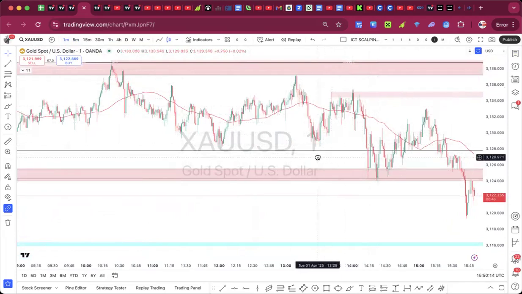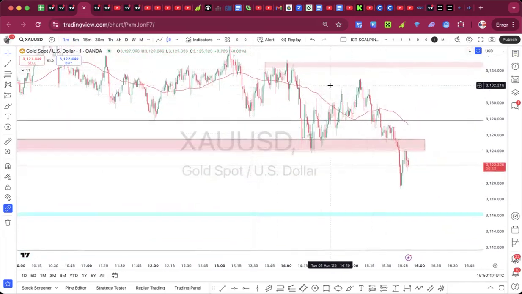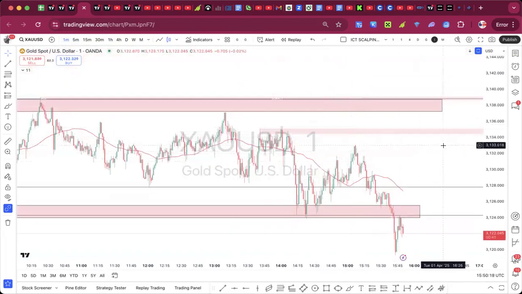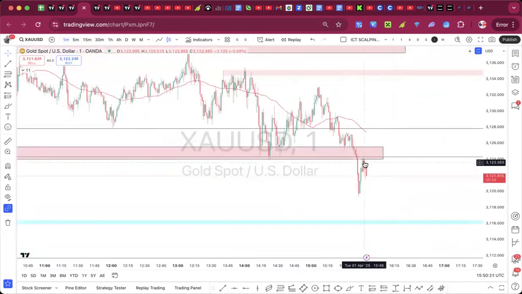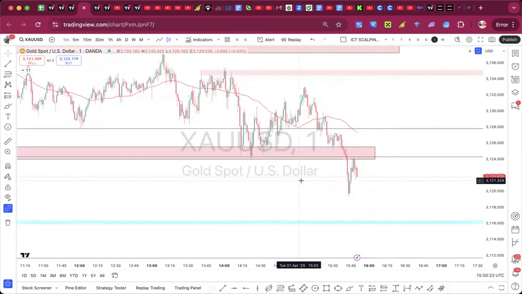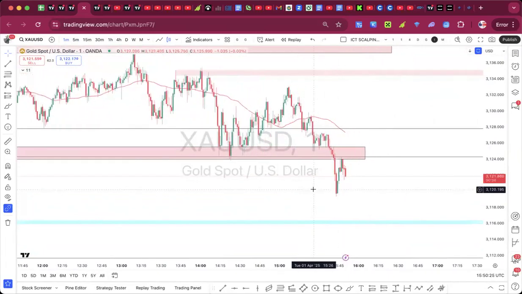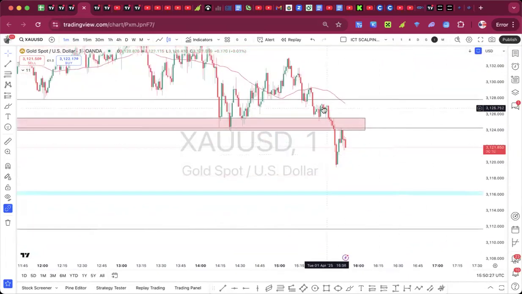So you can see it has been stopping here. But this time around, we failed this rally. And here we come. Now, this is below this. Now, if you are here, you should be looking for another short opportunity because this becomes a high, all right? A high, a low, a high, a low, a high, a low on 1 minute.